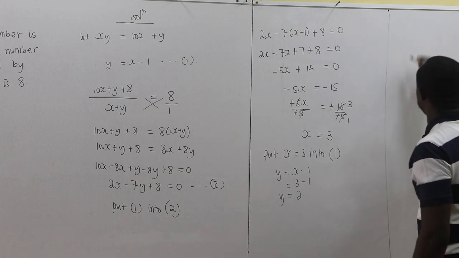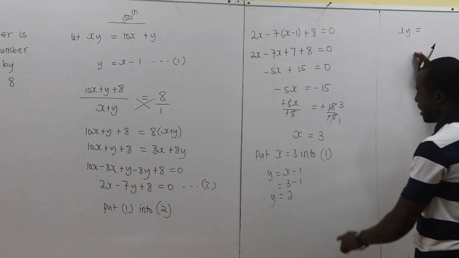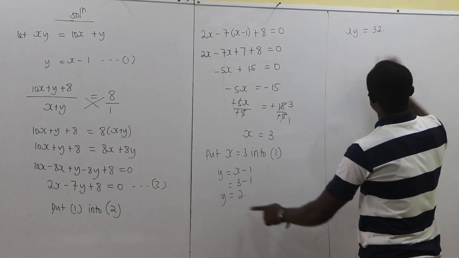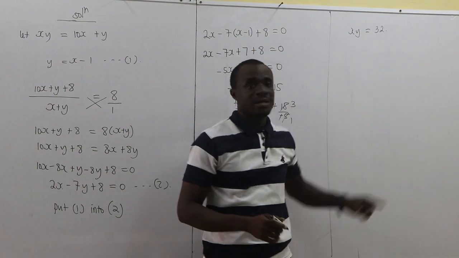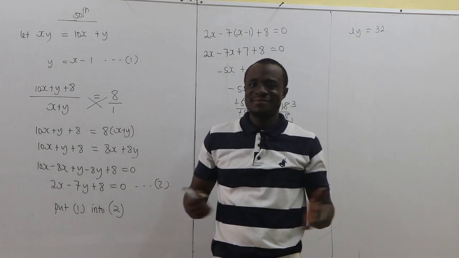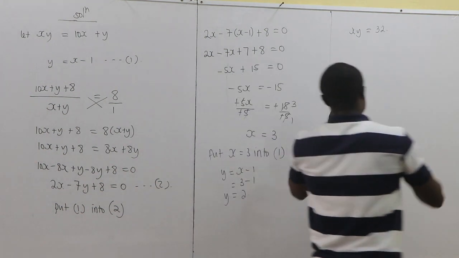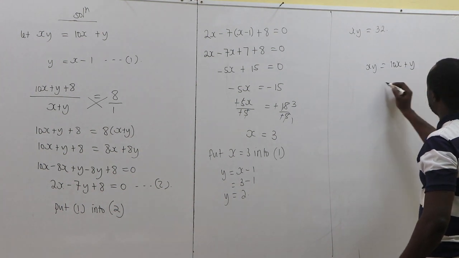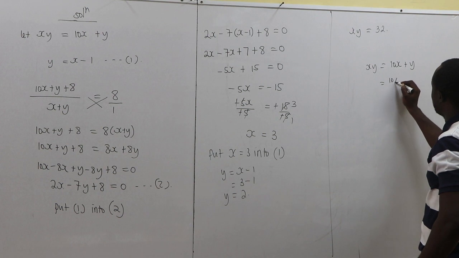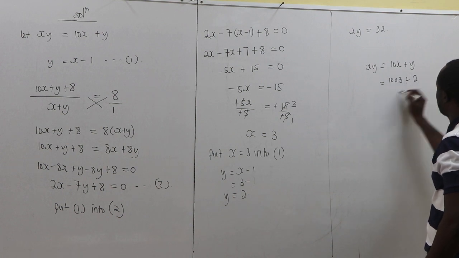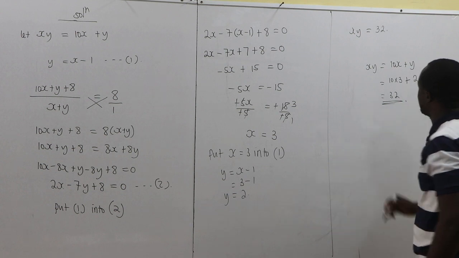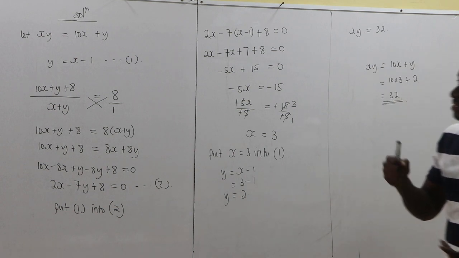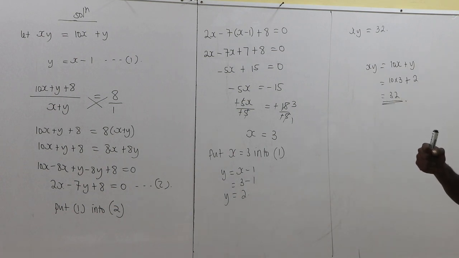Hence the number is what? xy. And what is our x? Our x is 3. What is our y? Our y is 2. So the number is 32. And that is very, very easy. So we said that xy can be written as 10x plus y. What is our x? x is 3. 10 times 3 plus y, which is 2. And clearly this is 32.